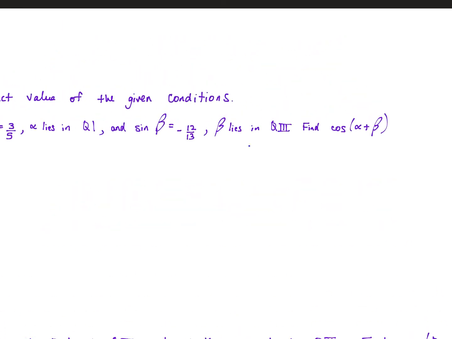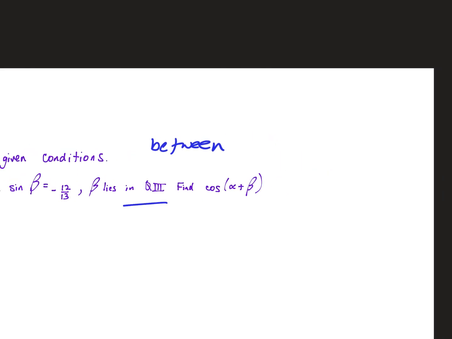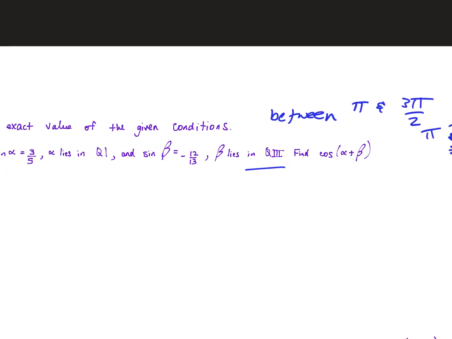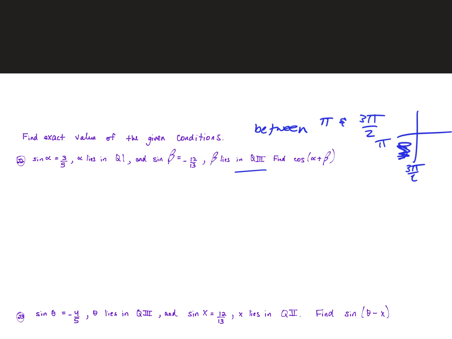If it doesn't tell you what quadrant it lies in, but it says it lies between pi and 3 pi over 2, just draw yourself a little picture. Where is pi? Right here. 3 pi over 2 is here. So what quadrant is this? 3. It's important. That little piece of information is so important because it tells you the signs, S-I-G-N-S. And in quadrant 3, x's and y's are negative.